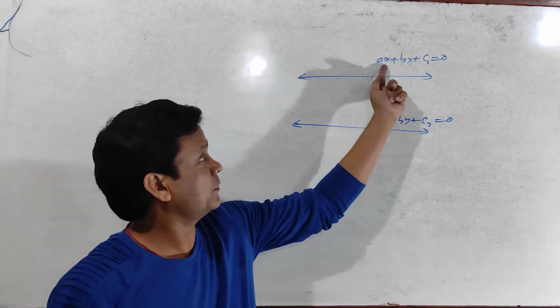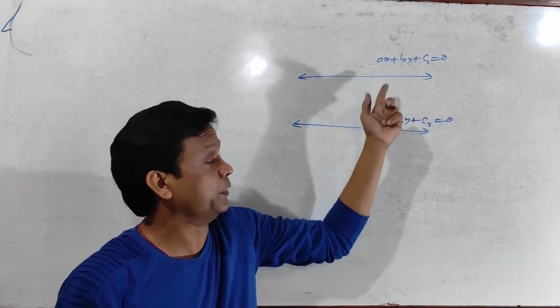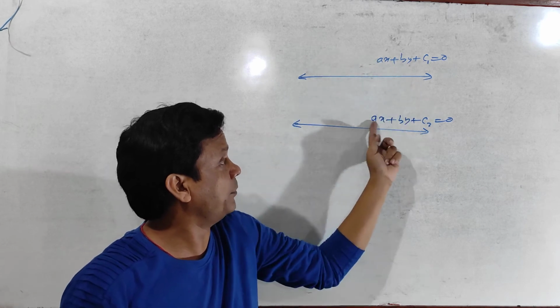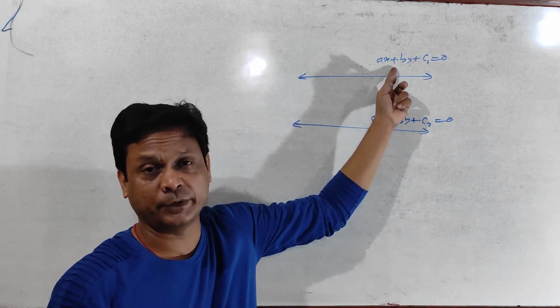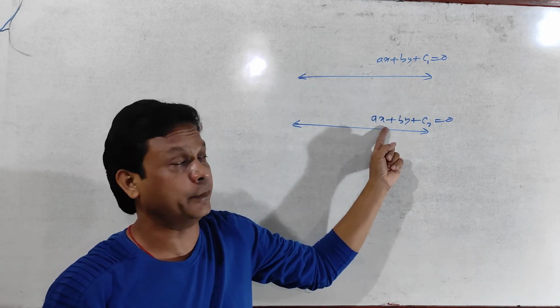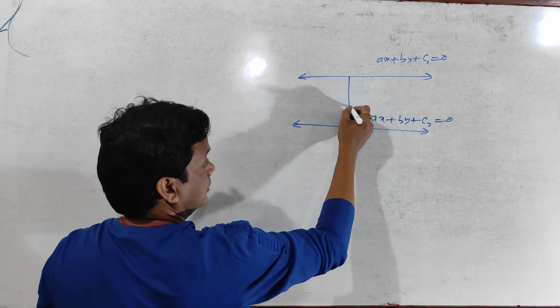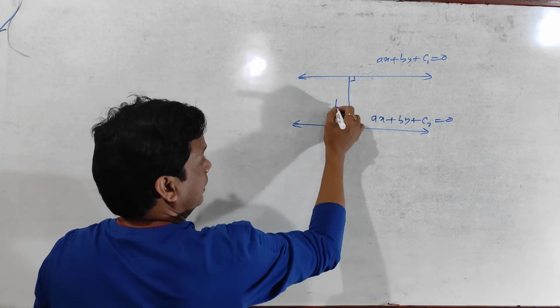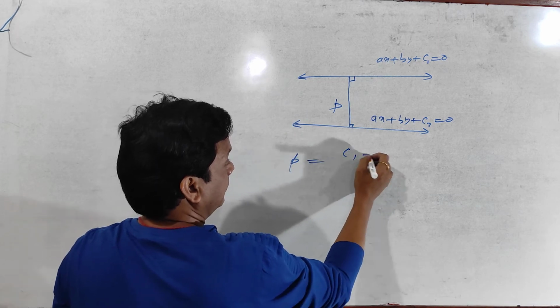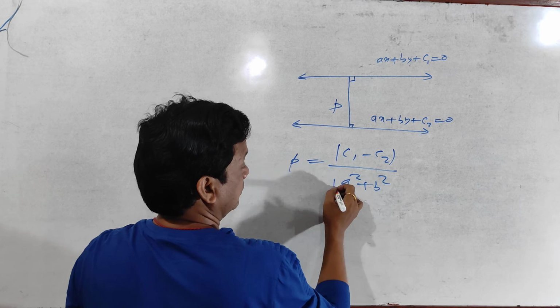Now see here, ax plus by plus c1 equal to 0 and ax plus by plus c2 equal to 0, where only c1 and c2 differ, not a1, a2, b1, b2. Ax plus by, a and b are the same. That means these two lines are parallel, because the slope of this line is minus a by b and the slope of this line is also minus a by b. So how to find the perpendicular distance between these two parallel lines? The formula is p equal to the modulus of c1 minus c2, divided by the square root of a square plus b square. This is the formula.